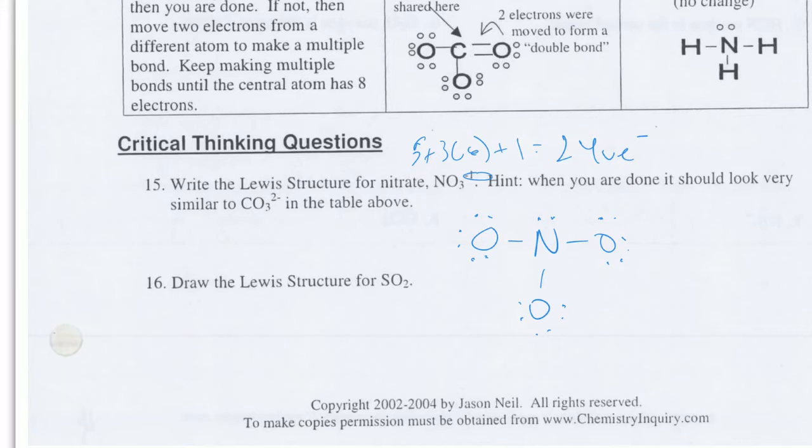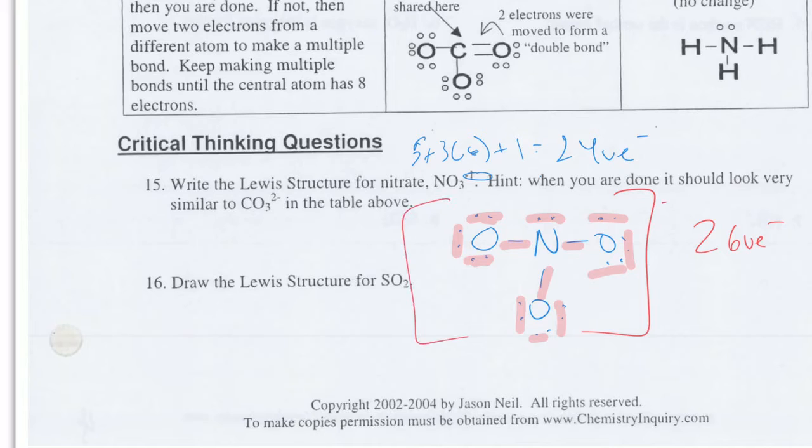Let's count them with a different color here. 2, 4, 6, 8, 10, 12, 14, 16, 18, 20, 22, 24, 26. So in order to draw this structure, this would have 26 valence electrons, which would mean that it must have gotten an extra 2 electrons from somewhere else. So that one doesn't work to make NO3 minus 1. Oh, I'm sorry, that doesn't mean negative 3.